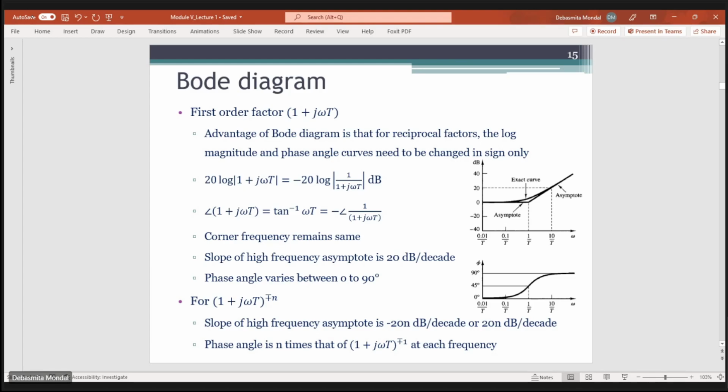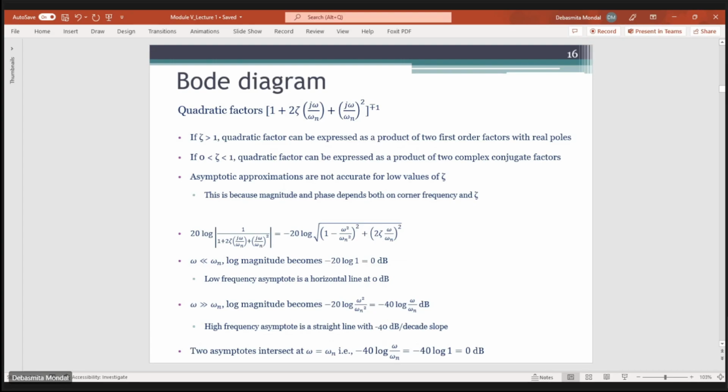And also, if you have multiple factors, like 1 plus j omega t to the power minus or plus n, then the slope will be nothing but minus 20 n dB per decade, or plus 20 n dB per decade, depending on how many poles and zeros you have at that particular point. And similarly, the phase angle will also be n times that at each frequency.